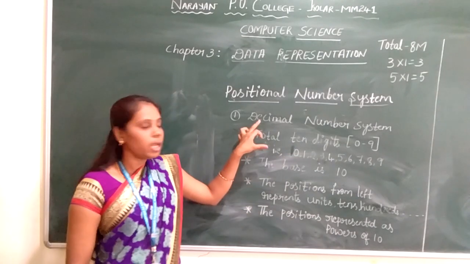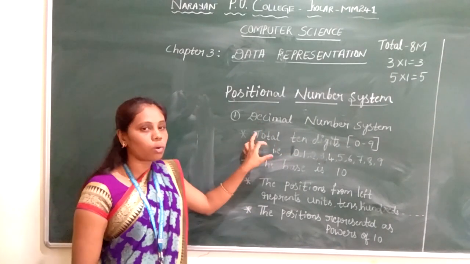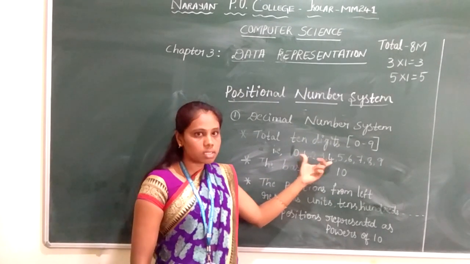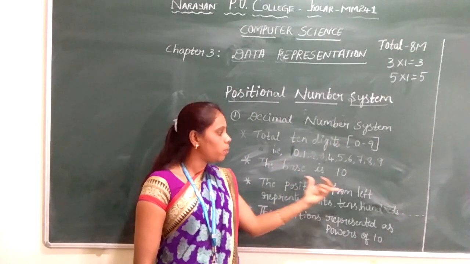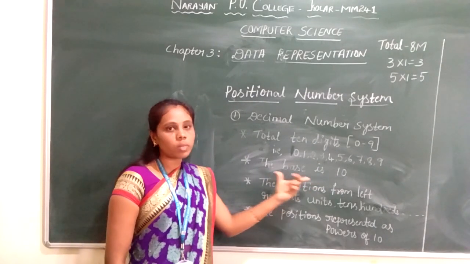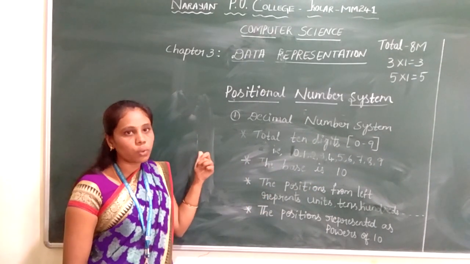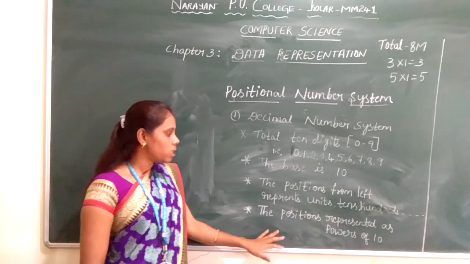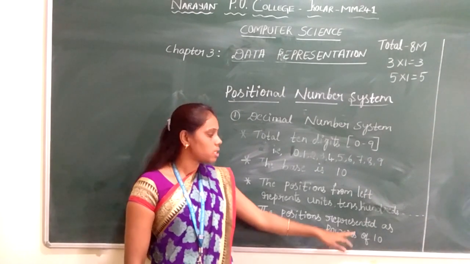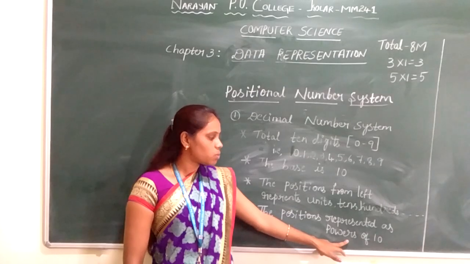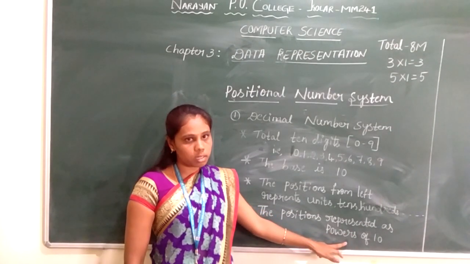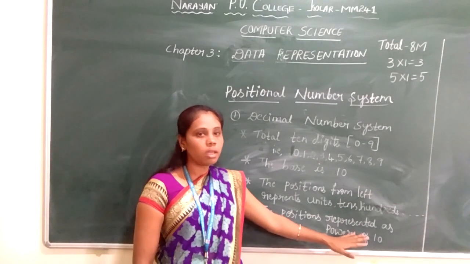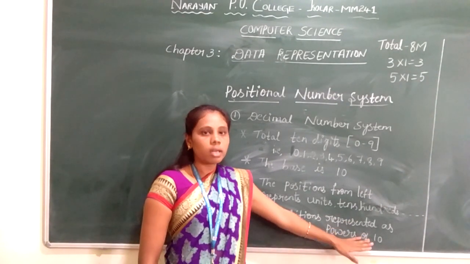So I repeat again, in the decimal number system we use a total of 10 digits, that is 0 to 9. We have a total of 10 digits, hence the base of this number system will be 10. The positions from the left represent the values of units, tens, hundreds and thousands and so on. The weights or positions are represented as the powers of 10. The powers will vary from one number system to another. Since we are studying the decimal number system, the powers will be represented as the powers of 10.